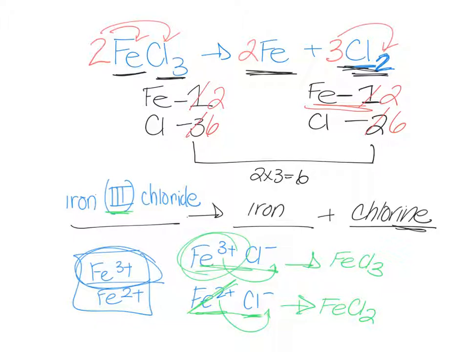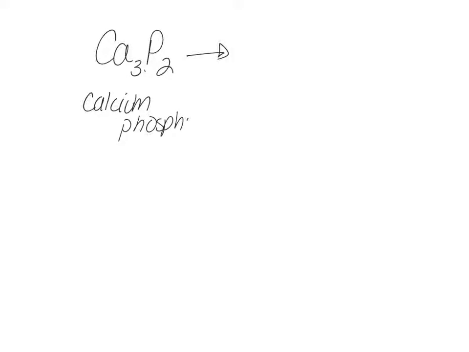Okay, we're going to try one more. So it's calcium phosphide. So calcium phosphide decomposes. This is a 3, it just doesn't look like a 3. So calcium phosphide decomposes. Okay, so it would decompose into 2 elements.